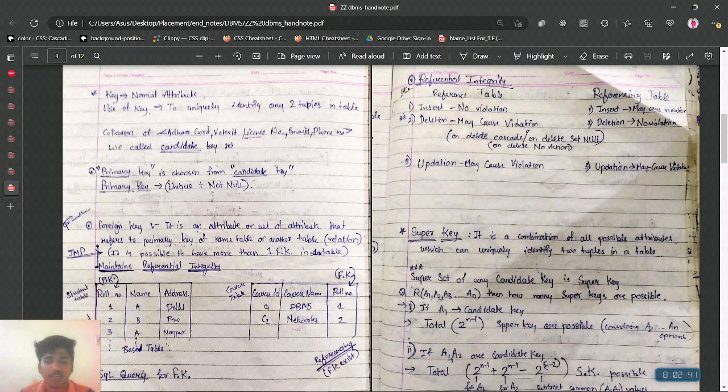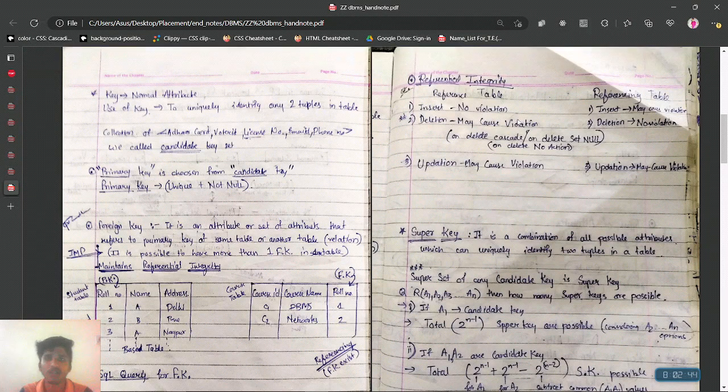Now the major ones are deletion and updation. Insertion is just a third case. It can't cause any problem. If we insert a new tuple in the first table, it couldn't cause any error in the second table, as it doesn't have the same key in the second table.